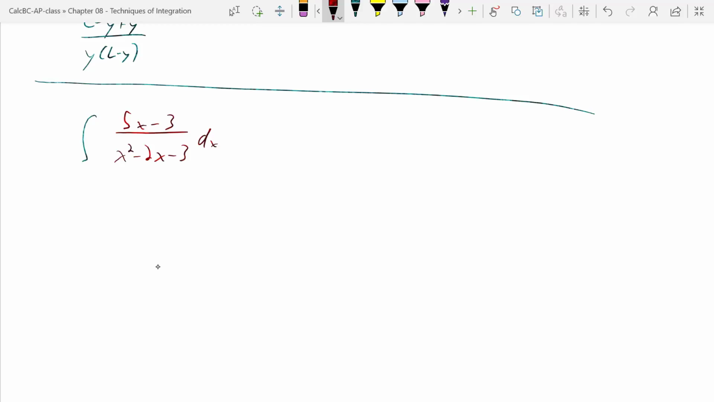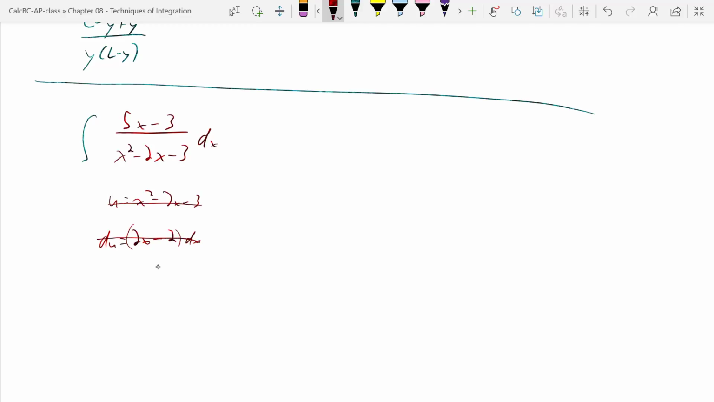Let's say that I have the integral of 5x minus 3 over x squared minus 2x minus 3 dx. What I notice is that the degree of the numerator is less than the degree of the denominator. I can't divide it. I can't do a u-substitution on the denominator and get something clean that cancels with the numerator. If I say u is equal to x squared minus 2x minus 3, I get du equal to 2x minus 2, and that doesn't come out to be anything we can do with the numerator. I can't cancel it with a 5x minus 3, and there's no way to get there. So that strategy is out.